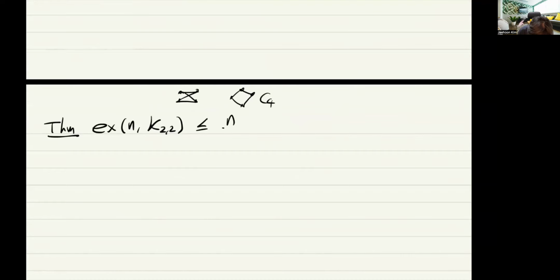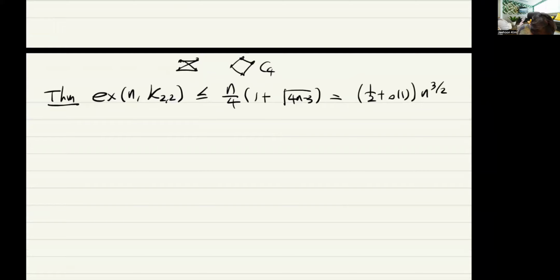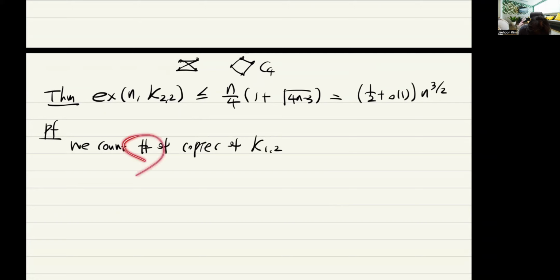And what do we know? We can show that it's roughly 1/2 n^{3/2}. That's an upper bound. And the proof is very standard, by counting the number of copies of K_{1,2}. Oftentimes I will just write sharp, which is short for the number.